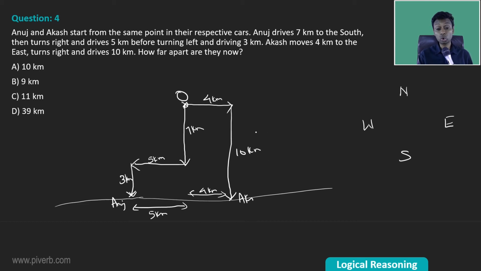They're both to the south by the same distance, and the distance they are apart is 9 kilometers. They are on the same horizontal line. This 10 is 7 plus 3. At this axis, they are 9 kilometers apart.